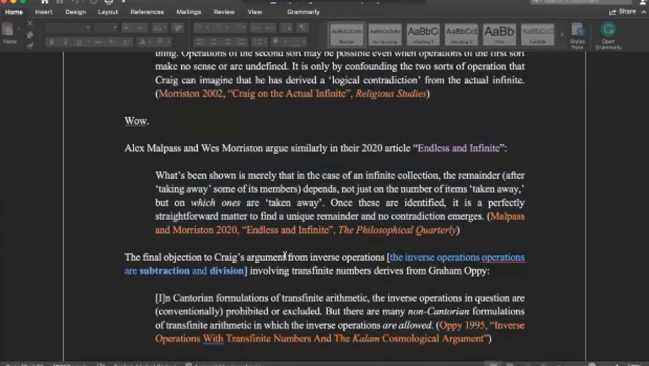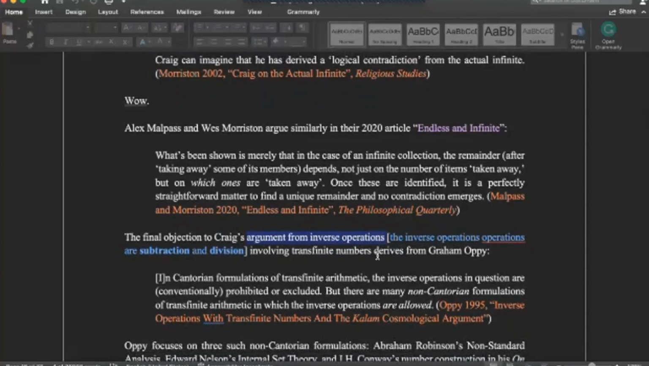And finally, this is important, the final objection to Craig's argument from inverse operations, right? The inverse operations are subtraction and division, by the way. The final objection to Craig's argument from the inverse operations involving transfinite numbers derives from Graham Oppy. And Craig's argument from inverse operations is just a different way of referring to Craig's third alleged absurdity afflicting Hilbert's Hotel and actual infinites more generally. So anyway, this criticism comes from Graham Oppy, and it's quite a cogent criticism.